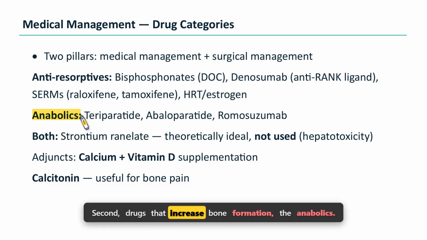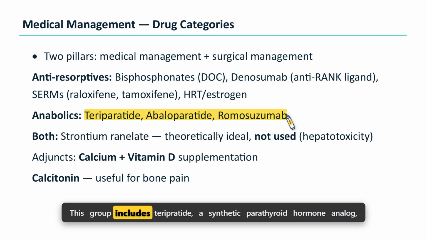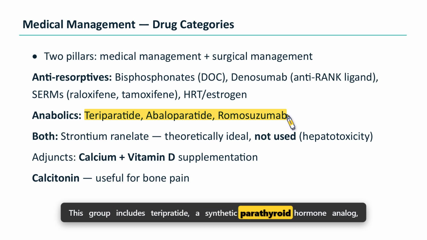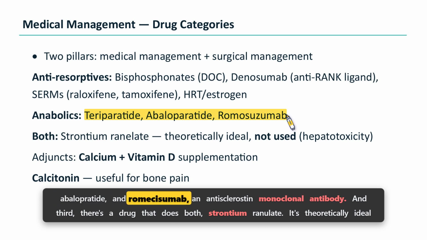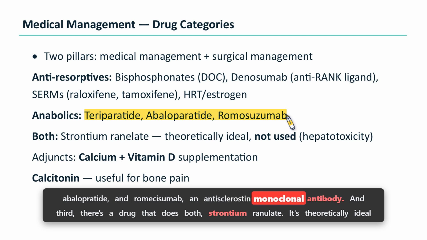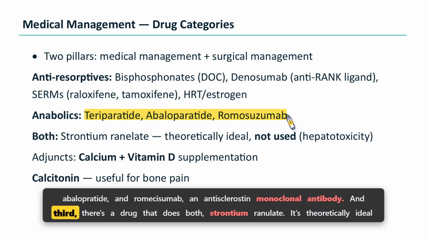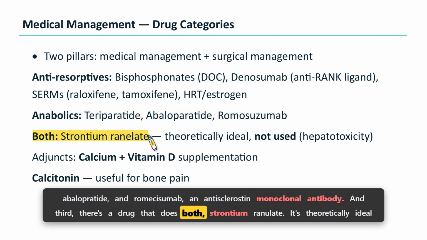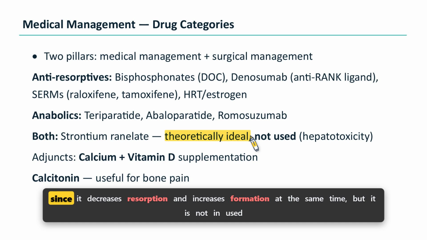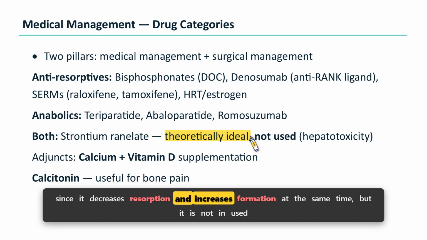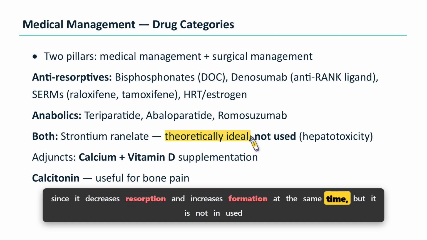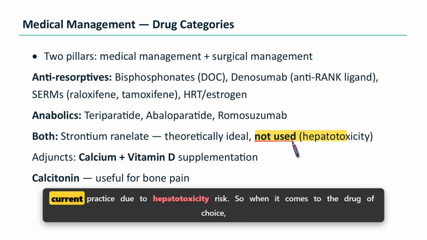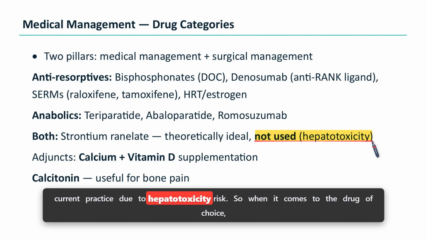Second, drugs that increase bone formation, the anabolics. This group includes teriparatide, a synthetic parathyroid hormone analog, abaloparatide, and romosozumab, an anti-sclerostin monoclonal antibody. And third, there's a drug that does both, strontium ranelate. It's theoretically ideal, since it decreases resorption and increases formation at the same time, but it is not used in current practice due to hepatotoxicity risk.